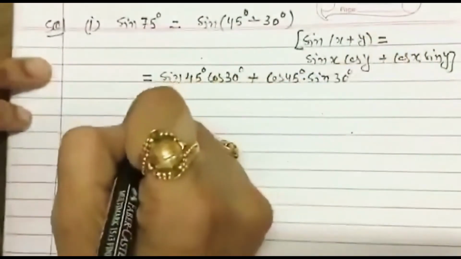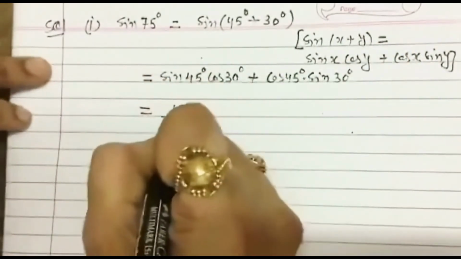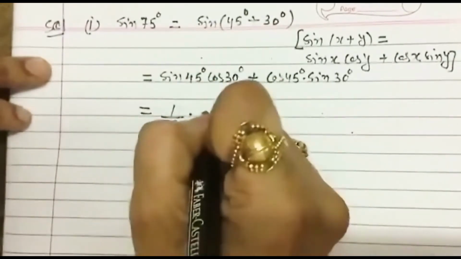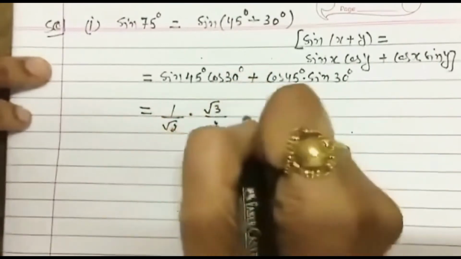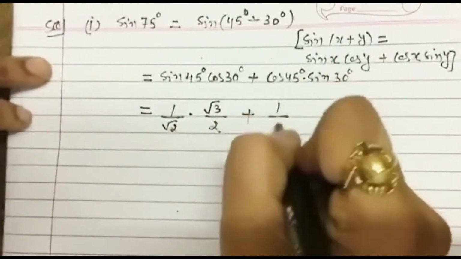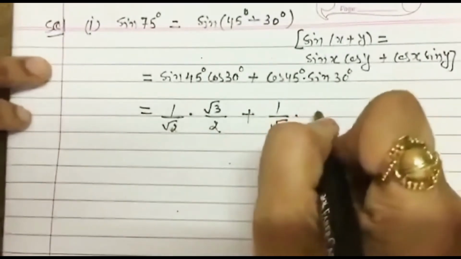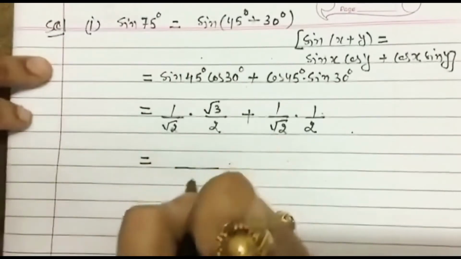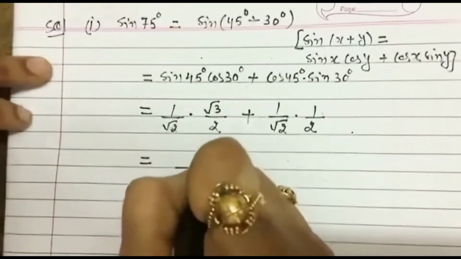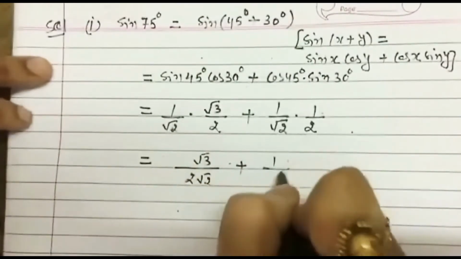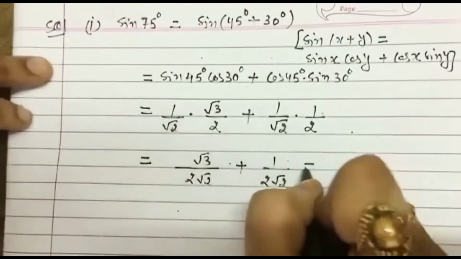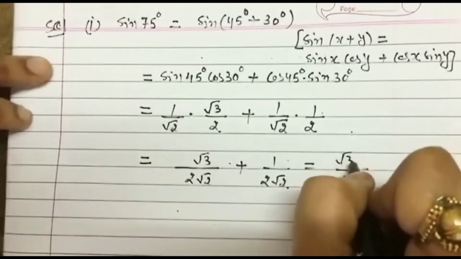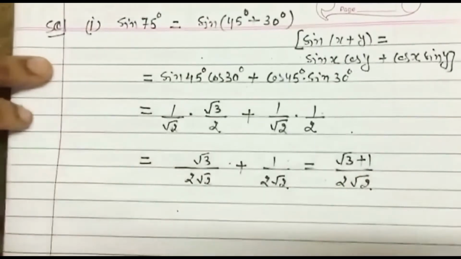Now write the values. Sin 45 is 1 by root 2, and cos 30 is root 3 by 2, plus cos 45 is 1 by root 2, sin 30 is 1 by 2. And now solve it. Here 2 root 2 and root 3, and here 1 plus... 2 root 2. Now take LCM. So it is 2 root 2, and from here it is root 3 plus 1. This is the answer.